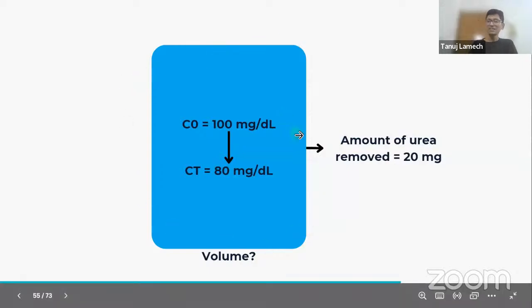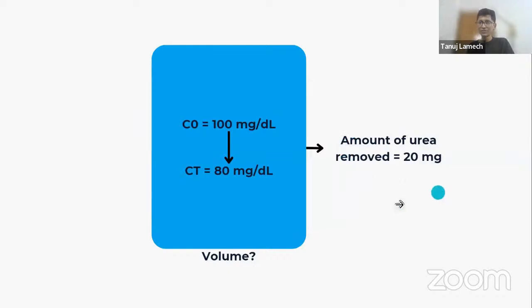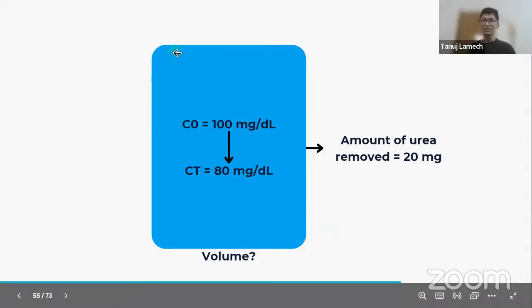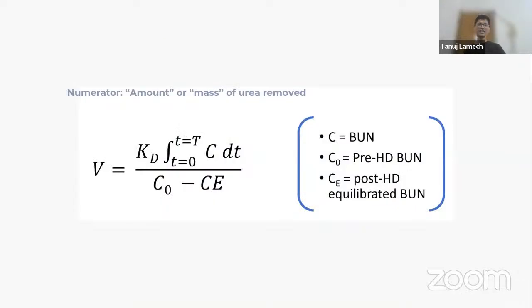So what I'm trying to say is if you have the amount of urea removed and you have the change in the urea concentrations before and after dialysis, you can calculate the total body water, the total volume in which that urea was contained. So that's how we measure total body water. You may ask, why go to all of this effort? Why can't we just use Watson's formula, which we have?